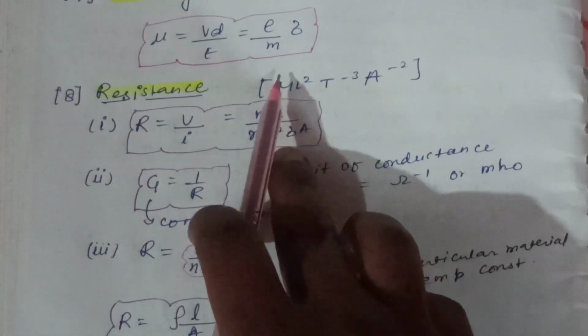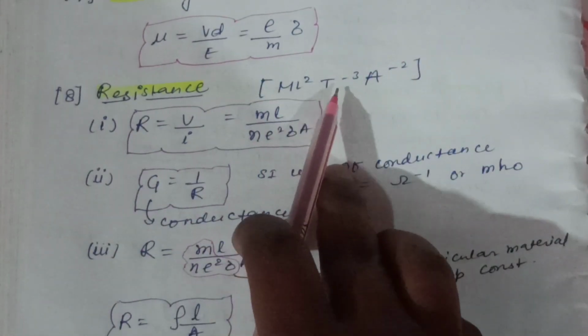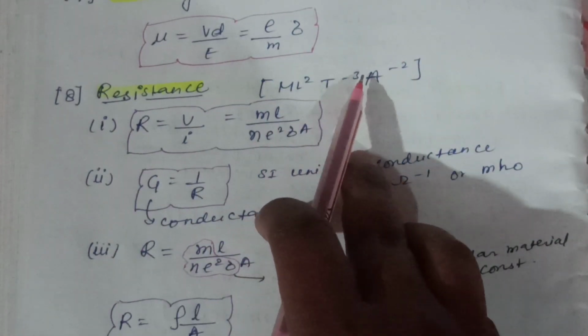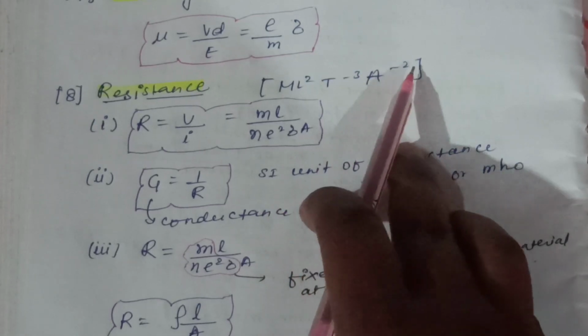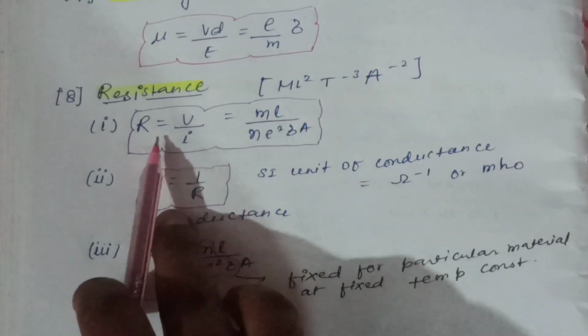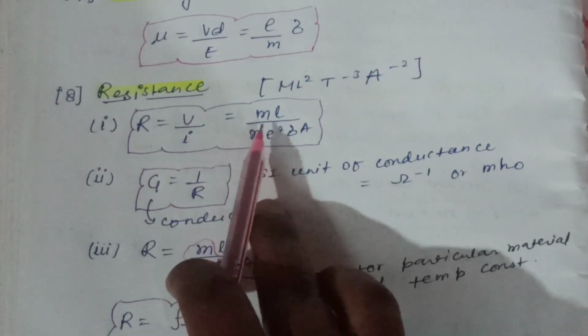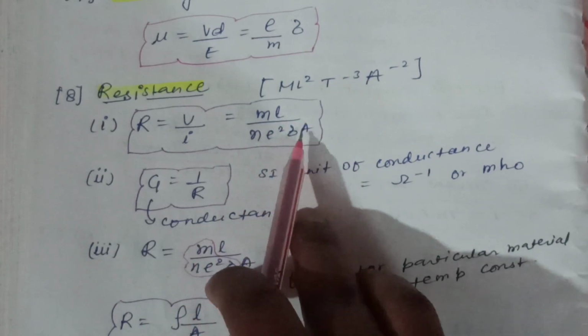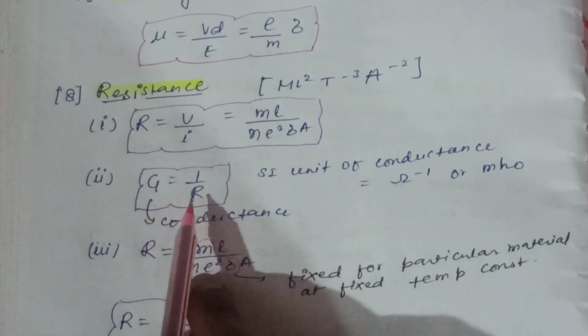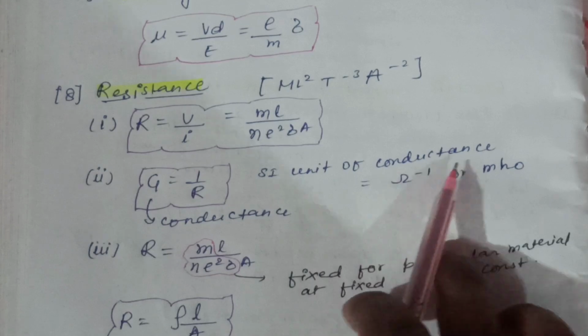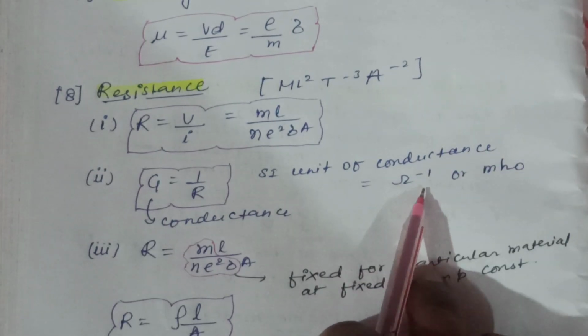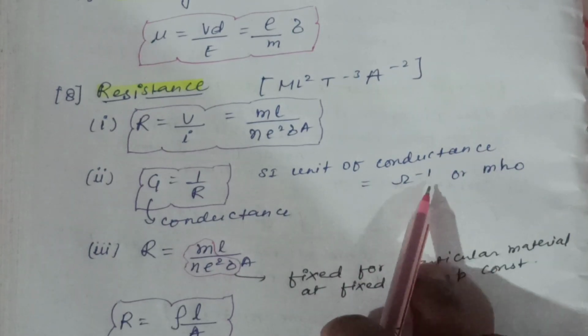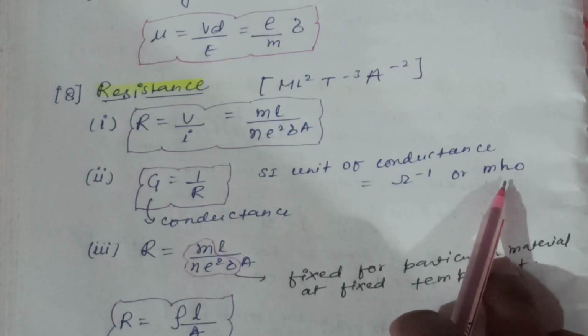Resistance (ml square t to the power minus 3 a to the power minus 2) R is equal to V upon I, which is equal to ml upon ne square tau A. G is equal to 1 upon R, the unit of conductance, is ohm inverse, or mho.